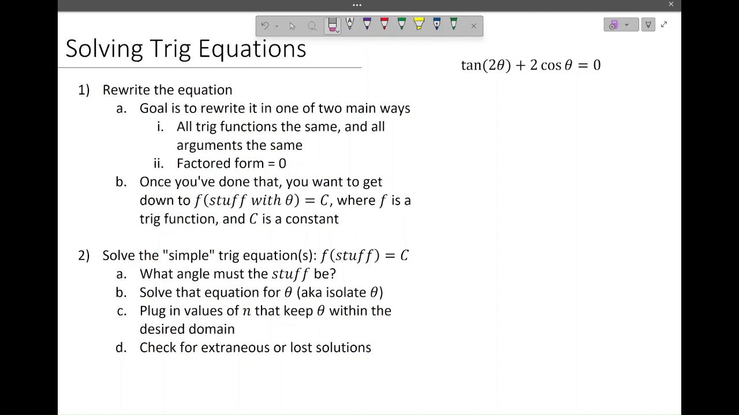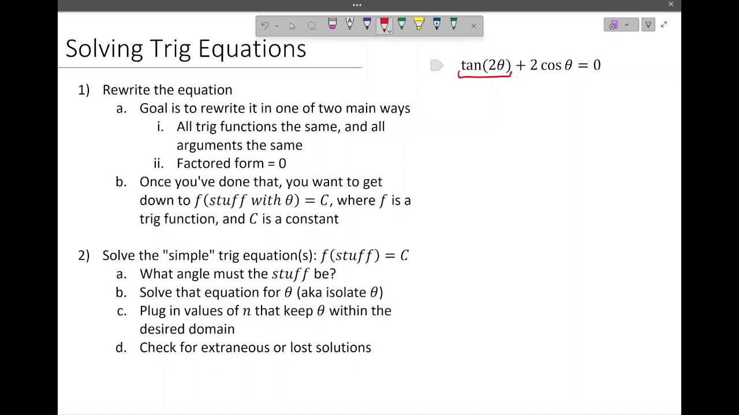So let's go through our steps like we had done in the last video. Step 1, rewrite our equation and get it down to, again, a much simpler equation. We have a couple issues here. One is that there's both tangent and cosine, so we have two different trig functions, so that makes our life difficult. We also have a double angle and then a single angle, 2 theta and theta, so that will also be annoying. On this one, I'm going to pull out the double angle identity for a tangent.